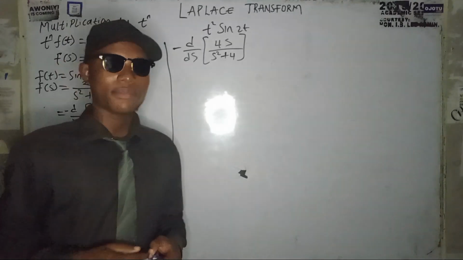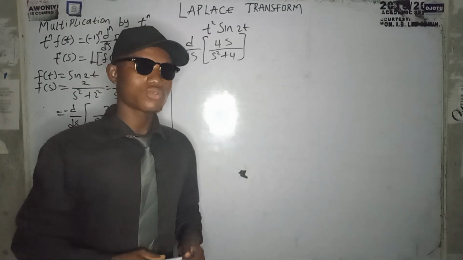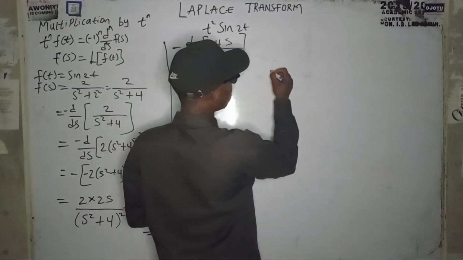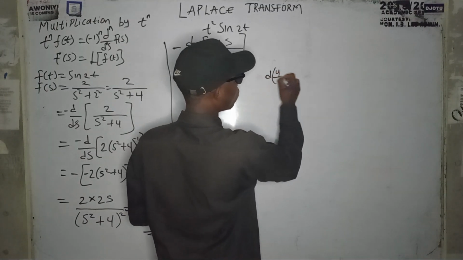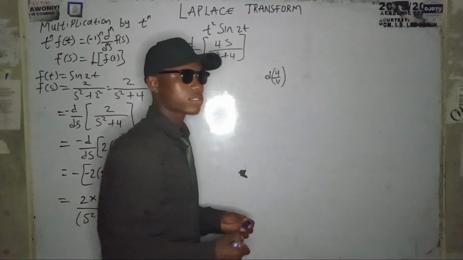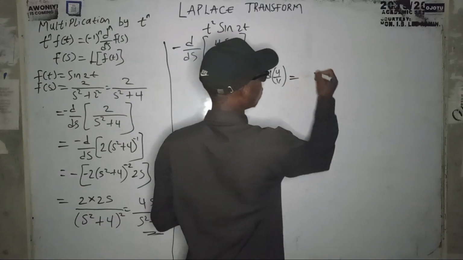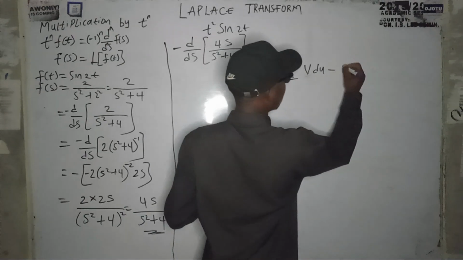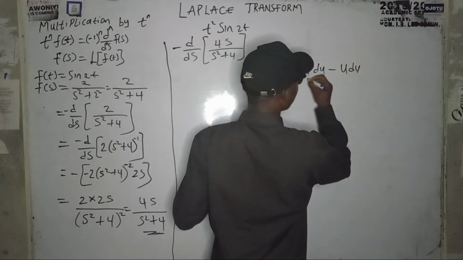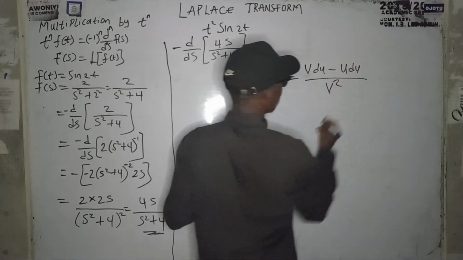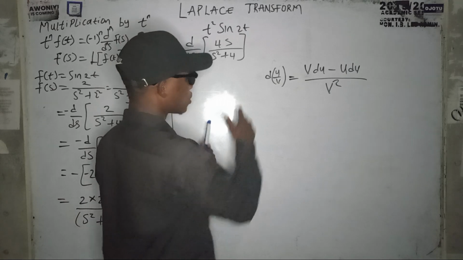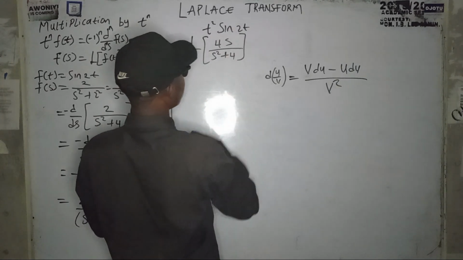And for those that are not familiar with the quotient rule, where we have the differentiation of u over v, given that u and v are functions of x, it is equal to v du minus u dv over v squared, and that is what it is. So we are just going to be applying this. This is u and this is v.